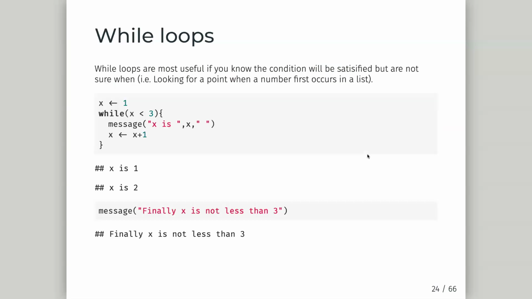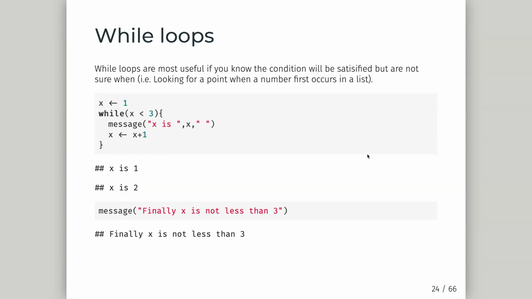So let's start with while loops. This is a really good fun exercise. Everyone makes the same mistake. So let's set x to be 1. And then we're going to set our while loop, and our conditional here will be x is less than 3. So while x is less than 3, it's going to keep on performing this loop. I'm going to put message x is x, whatever the value of x is. And then I'm going to increment x, by doing x is now x plus 1.